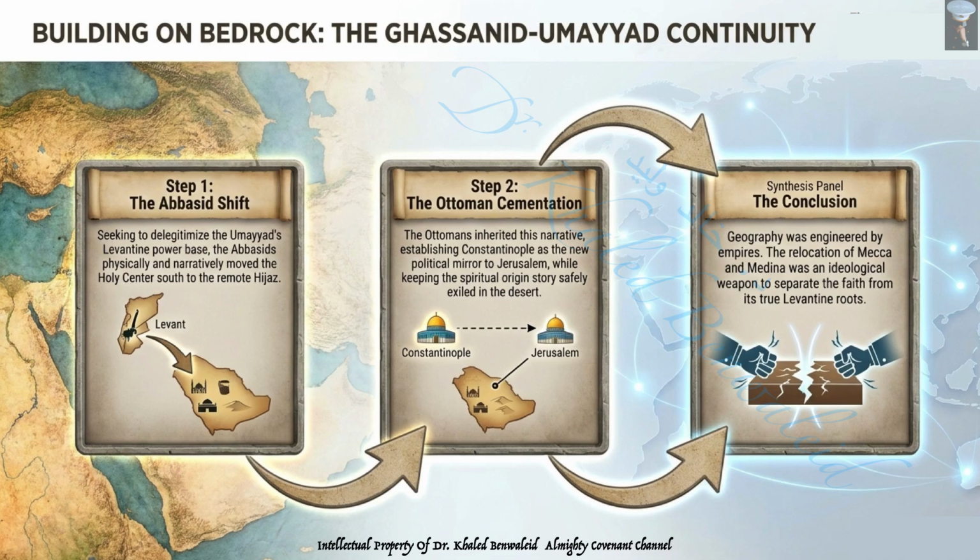By moving the origin story, the birthplace of the prophet, the site of the revelations, to a neutral location deep in the desert, they stripped the Levant of its foundational sanctity. They bypassed Umayyad history entirely, centralizing their own authority in Iraq while directing spiritual attention south to a desert that posed no political threat to their rule.